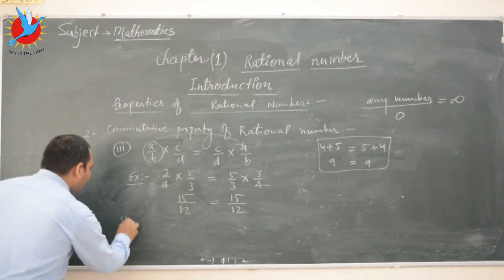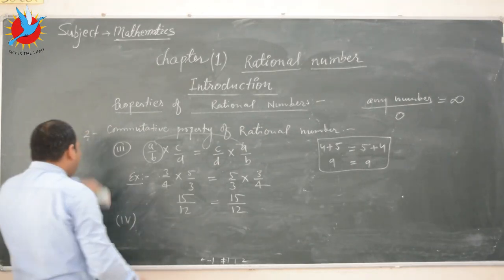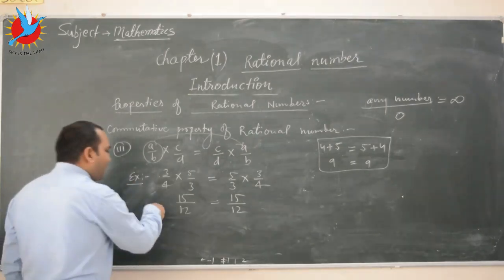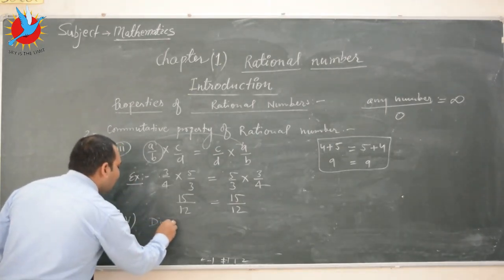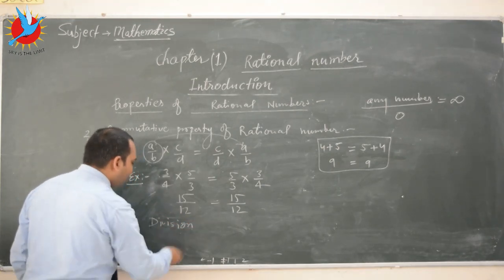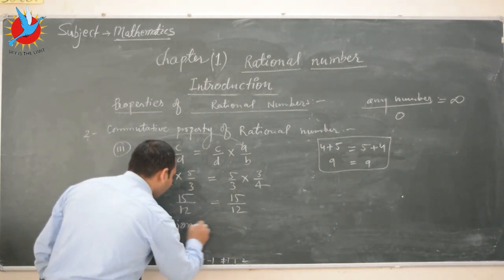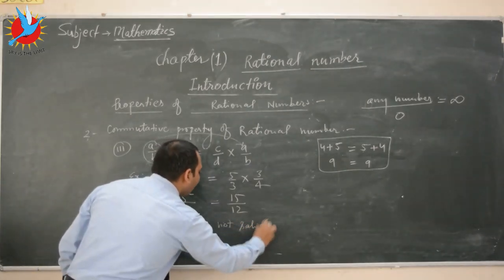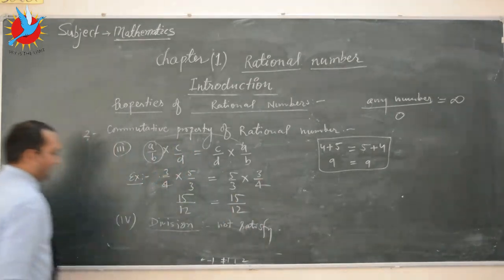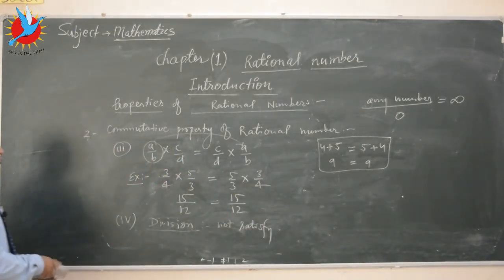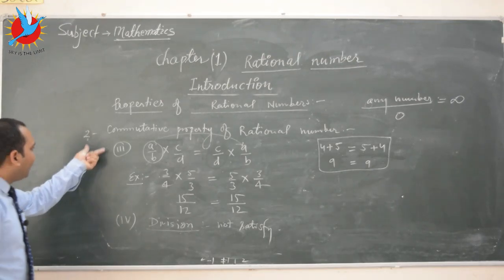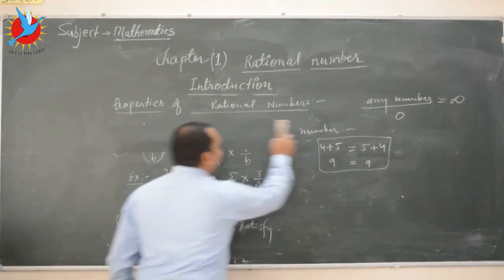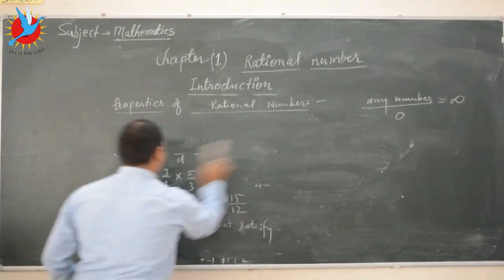So when we change the order in the case of multiplication, multiplication also satisfies the commutative property. Next, division. In the commutative property only addition and multiplication are satisfied, and subtraction and division are not satisfied. You can check that division also does not satisfy the commutative property. Next, the first property we read was the closure property, the second is the commutative property, and the next one is the associative property.